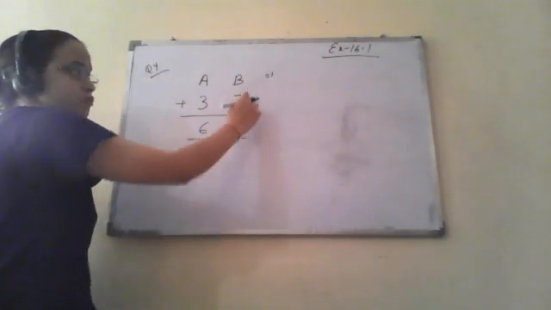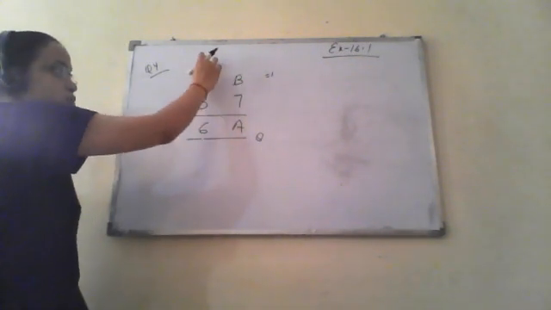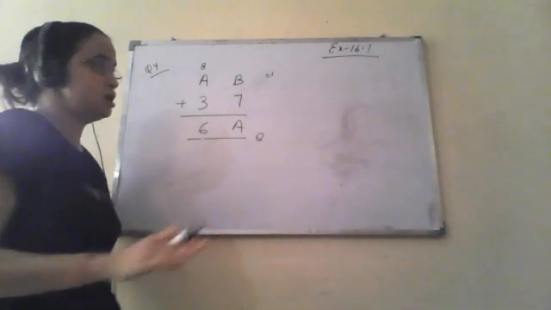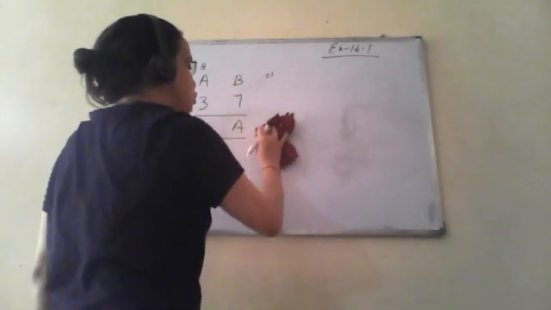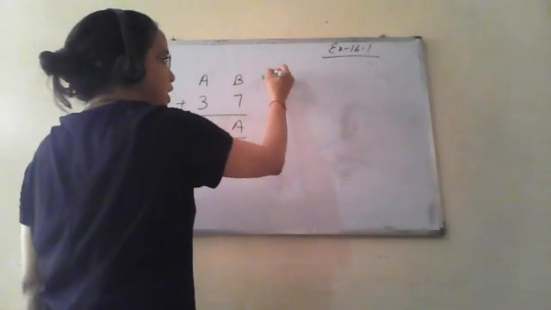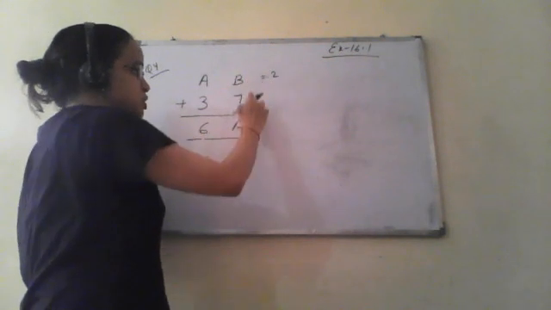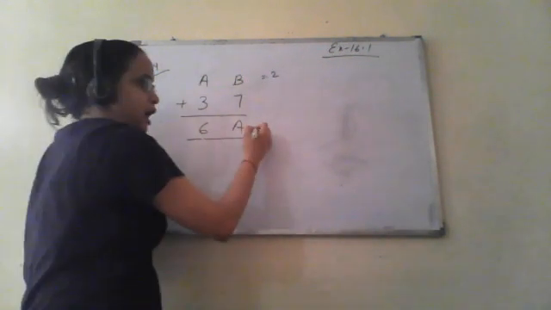Now 1 plus 7 will be 8. And if I am putting 8 here in place of this, it will be 8 plus 3 will be 11, not 6. So that means B equals to 1 will not be the answer. Now what do we do? We can take B equals to 2. Yes. 7 plus 2 will be 9.